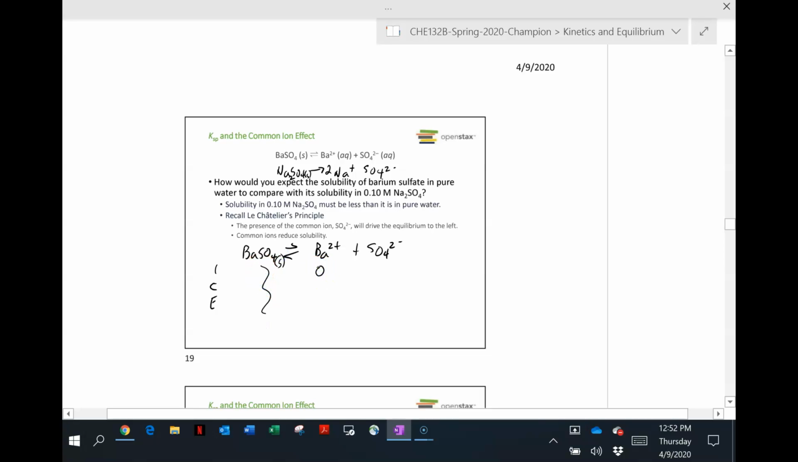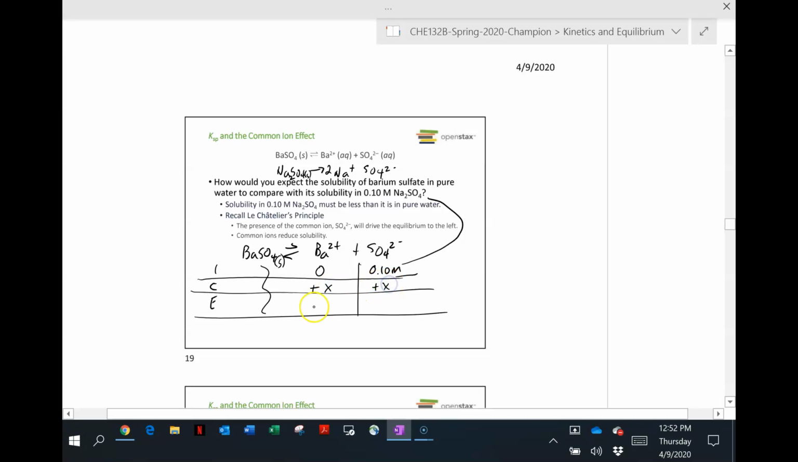We have 0 barium ion initially, but what we're going to have is 0.10 molar sulfate ion from the sodium sulfate. So when we say plus x in the second line, and we have x and 0.10 plus x, if we plug that into the KSP expression for barium sulfate, that's going to be barium concentration times sulfate concentration.